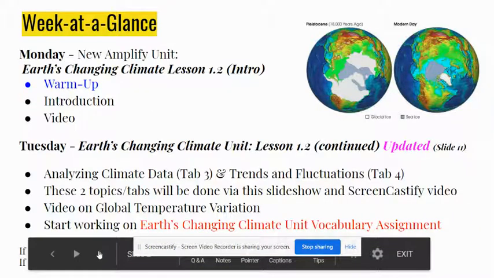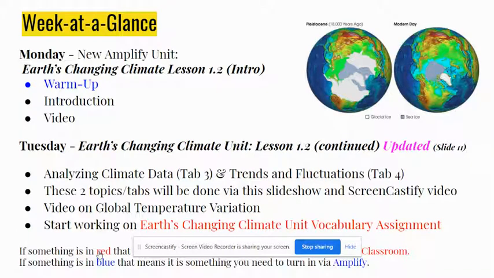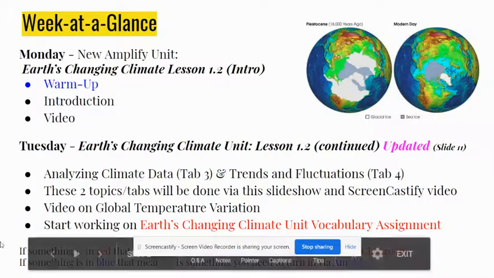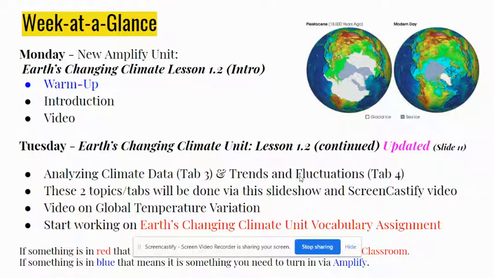And as I showed you yesterday, I did have a week at a glance, and after talking to Miss Schumann and Miss Claire, the other science teachers, we tweaked a couple of things, something that's not going to be an assignment, and changed a couple assignments this week. So today, for Tuesday, we're doing Earth's Changing Climate Unit, Lesson 1.2. We're continuing what we started yesterday. I did post the lesson late yesterday, so I'm sorry about that. It was only 18 minutes long with the week at a glance, so it should not take you long.